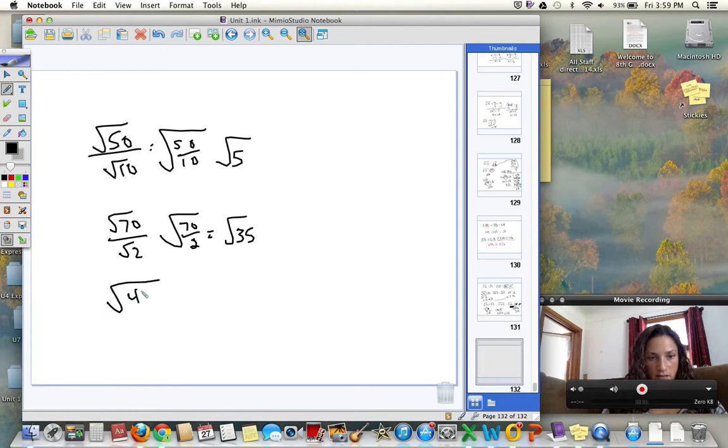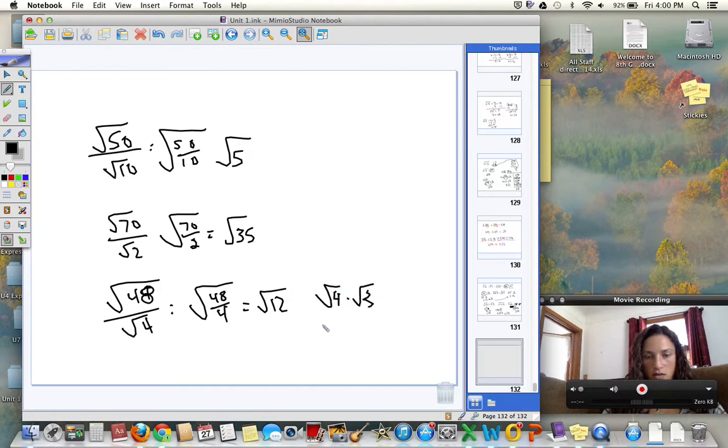And then I have this, 44 all over, oops, I don't want this to be 44. I want this to be 48 over 4, which is going to give me the square root of 12. Here's where I need to look. I can break this down more. 4 times 3, 2 root 3. So don't forget to keep trying to simplify. These are already done.